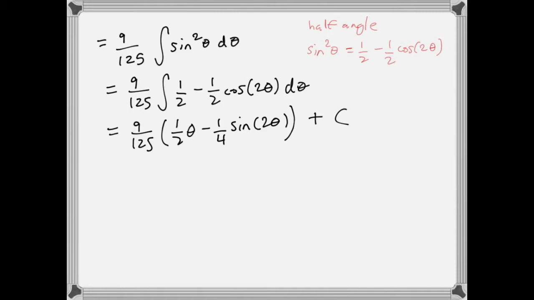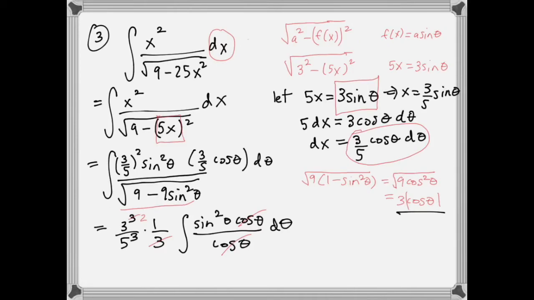Okay, so now what? Let me go ahead and just multiply that out just because we have this. 9 over 250 theta, and then minus 9 over 500, and then sine of 2 theta, and then plus c. Okay, remember, we cannot leave our answer this way because we need to make sure that we write everything in terms of our original variable.